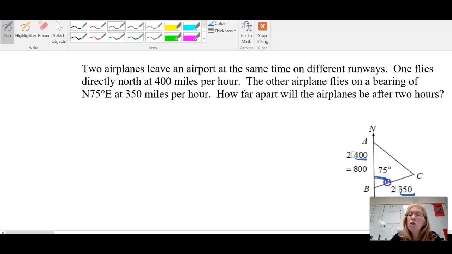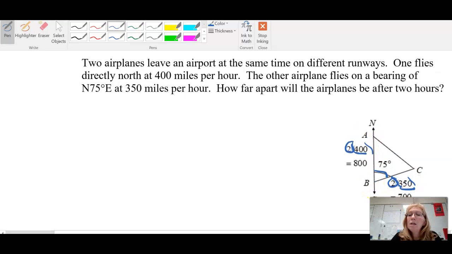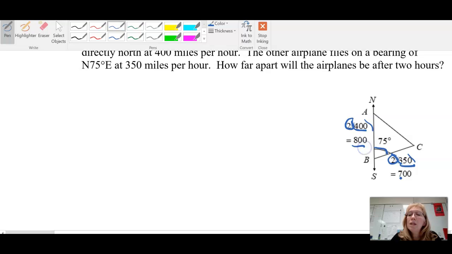So the 75 never changes. I have to multiply by 2 because it's 2 hours long, and that tells me how long this is. So that means this side length is 800, this side length is 700. I want to find this. It is literally the law of cosines.